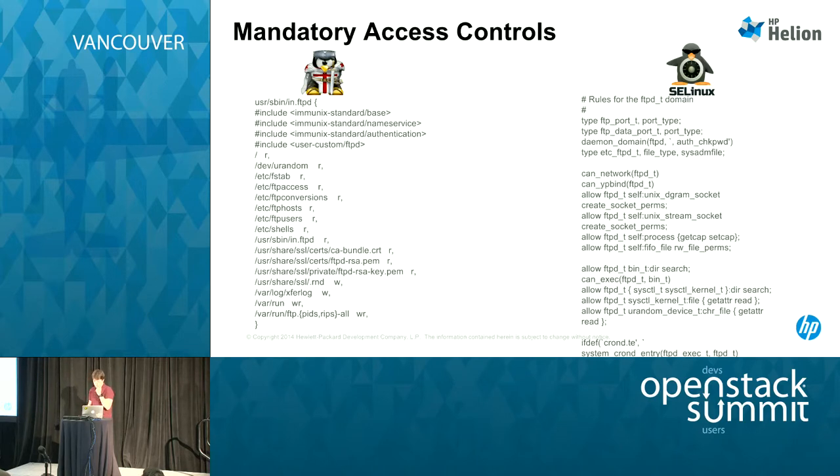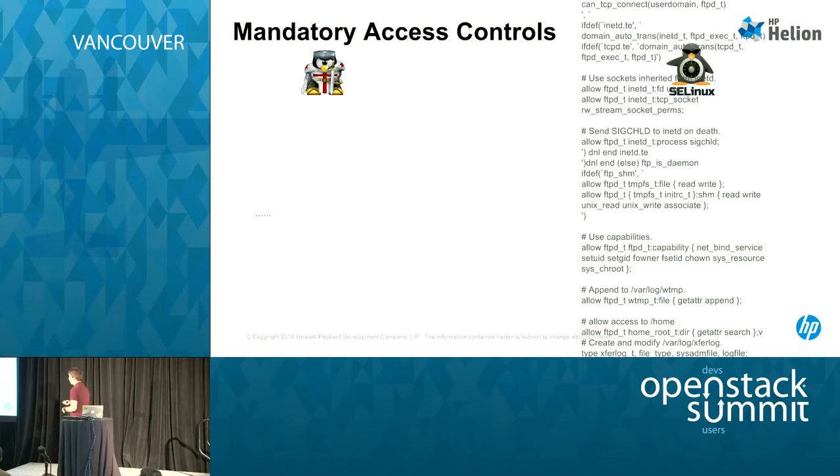But just to illustrate, on the left, we have an FTPD AppArmor profile. And on the right, we have the start of an SE Linux one. Now, the one on the left, I can probably read. I can understand that it's allowed to read from urandom, for example. The one on the right, I struggle to read. Unfortunately, I also struggle to fit it on one slide, or two, or three, or four.